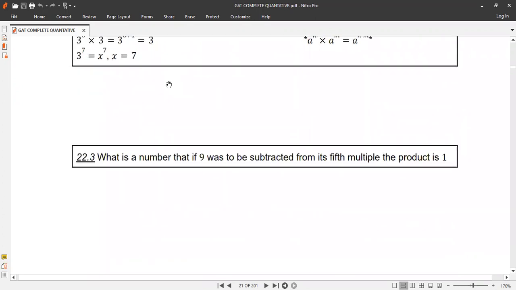Now, question 22. What is a number that if 9 is subtracted from its fifth multiple, the result is 1? Here, fifth multiple means multiply by 5.